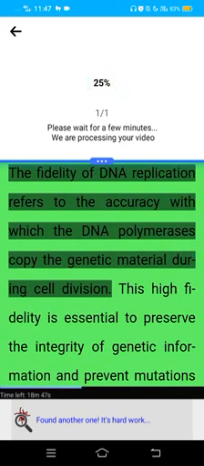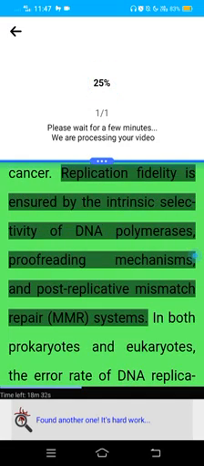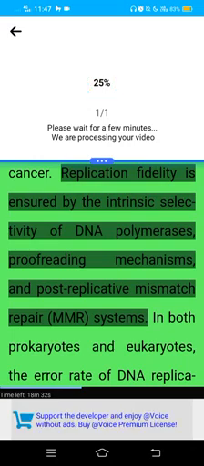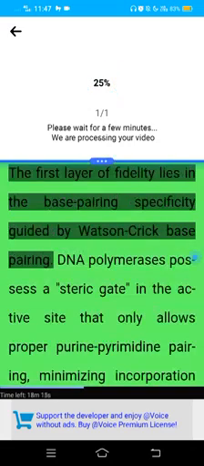The fidelity of DNA replication refers to the accuracy with which the DNA polymerases copy the genetic material during cell division. This high fidelity is essential to preserve the integrity of genetic information and prevent mutations that may lead to disease like cancer. Replication fidelity is ensured by the intrinsic selectivity of DNA polymerases, proofreading mechanisms, and post-replicative mismatch repair (MMR) systems. In both prokaryotes and eukaryotes, the error rate of DNA replication is astonishingly low, approximately 1 error per 10 to the power of 9 to 10 nucleotides, despite the massive size of genomes and rapid rate of synthesis.